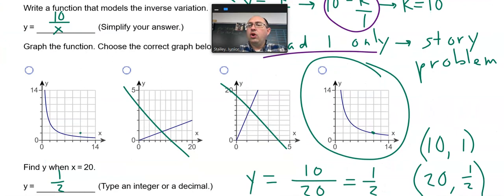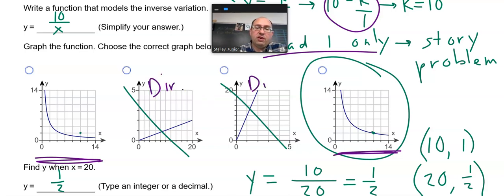Okay, so here's what's going on. It's either going to be the first one on the far left or the last one. Those are the only two that have what's called an inverse shape to them. They start out high and then they come down low. Okay? The other two are linear. They don't even make sense for this situation, right? Those are actually direct variation, right? These are both direct variation, and we're clearly dealing with inverse.